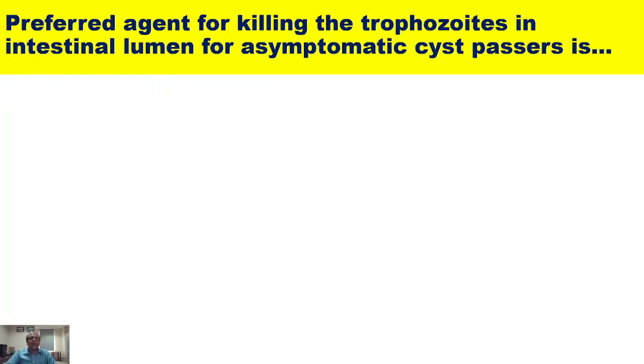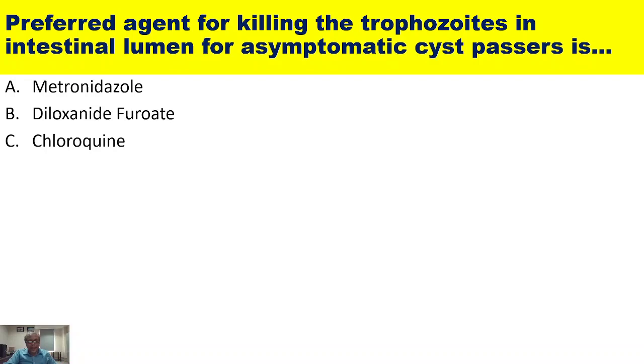Preferred agent for killing the trophozoites in the intestinal lumen for asymptomatic cyst passers is... and the options are metronidazole, diloxanide furoate, chloroquine and paromomycin. Now here our aim is, in asymptomatic cyst passers, to kill the trophozoites in the intestinal lumen. To prevent the development of the disease, we require only a luminal amebicide. So metronidazole is out of question because it has both luminal and extraluminal actions. Diloxanide furoate is a correct option.